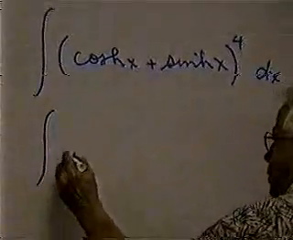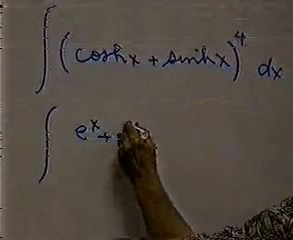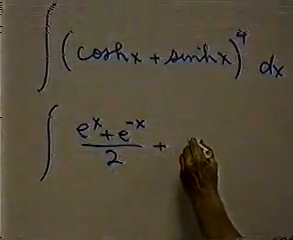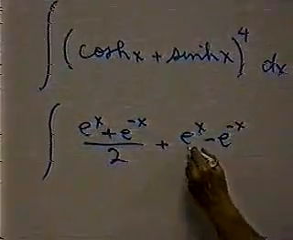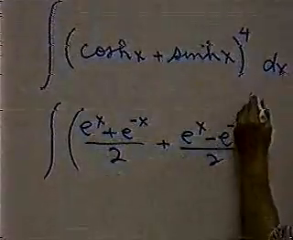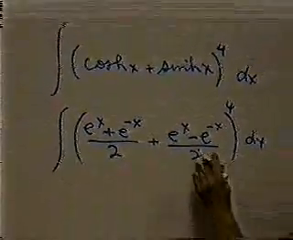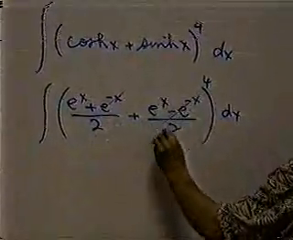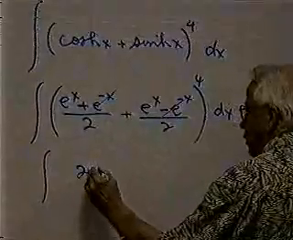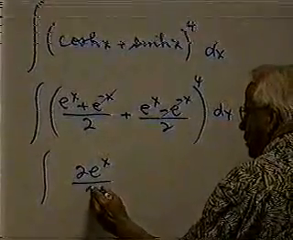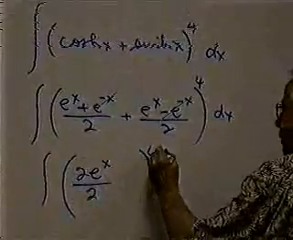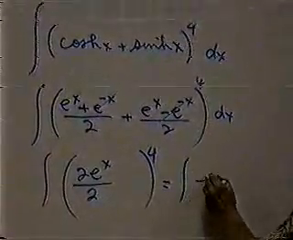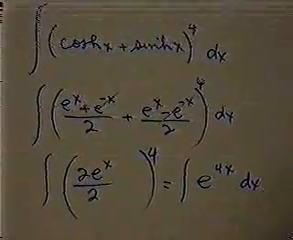All right, next one. Same thing happens on this one. So what we need to do first is go e to the x plus e to the minus x over 2 plus e to the x minus e to the minus x over 2, all up to the 4th power. And now when you add those, look what happens. These drop out, and you end up with 2 e to the x over 2. All that's to the 4th power. And so what we have is the integration of e to the 4x. And so that ends up being 1/4 itself.